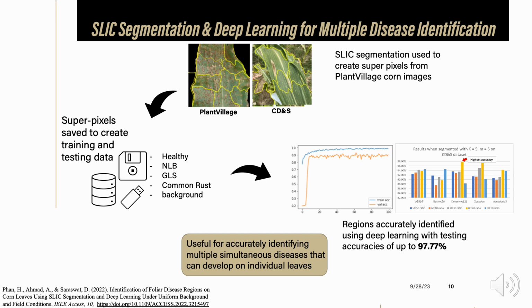To accurately identify regions within individual leaves that correspond to different disease types, we resorted to the SLIC segmentation approach that helps us split plant disease images into multiple superpixels, and each superpixel was then labeled as different disease types or a healthy pixel. And using this approach, we achieved accuracies of up to 97.77%.